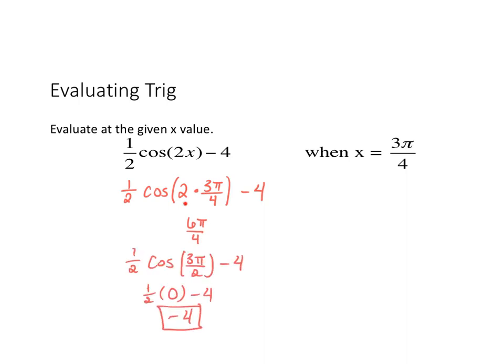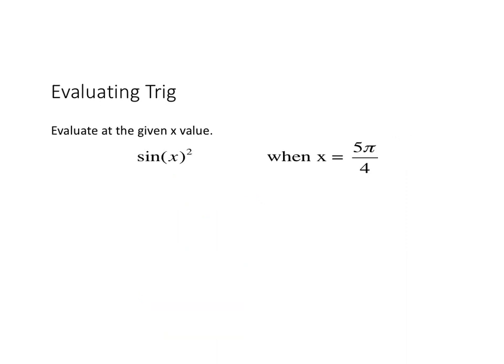Make sure to check your work when you're doing 2 times the 3 pi over 4. Multiplying our fractions, we'd get 6 pi over 4, which can be reduced to 3 pi over 2. Cosine of 3 pi over 2 is the x coordinate, so 0, and then times 1/2 minus 4 is -4. Our last example for this video is going to incorporate an exponent. So here I have the sine of x, and that's being squared, and x is 5 pi over 4.